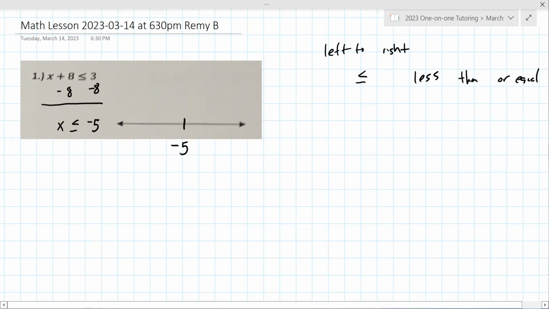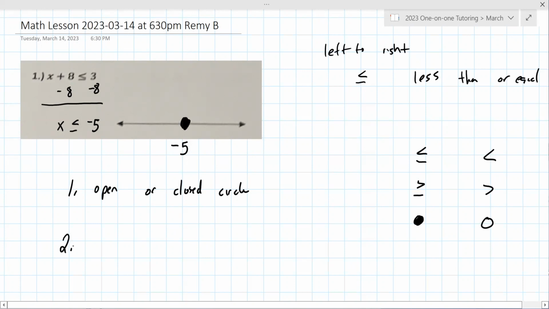Okay. And you now have to decide a couple of things. The first thing you have to decide is whether it's an open or a closed circle. Do you remember that from class at all? Yeah, a little bit. So these two symbols go with the filled in circle. Closed, filled in, however you want. These two symbols go with the not filled in circle. So this one's filled in.